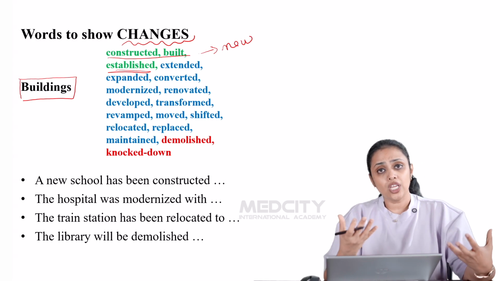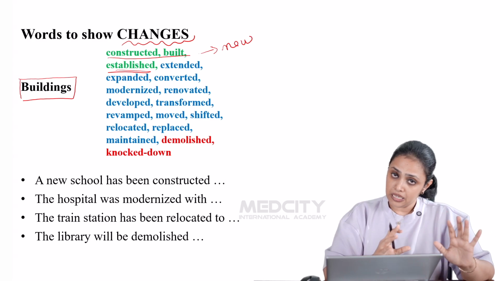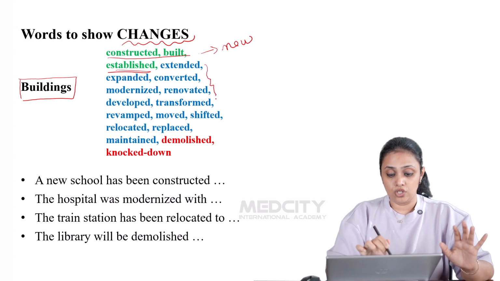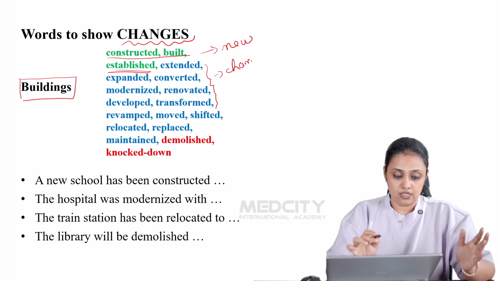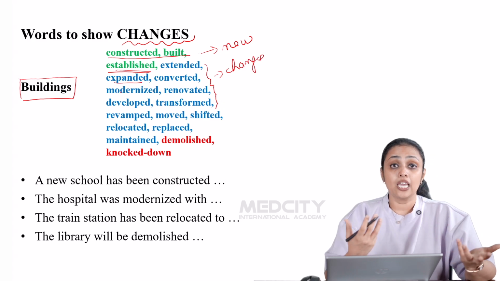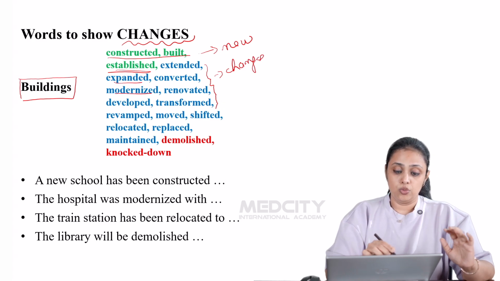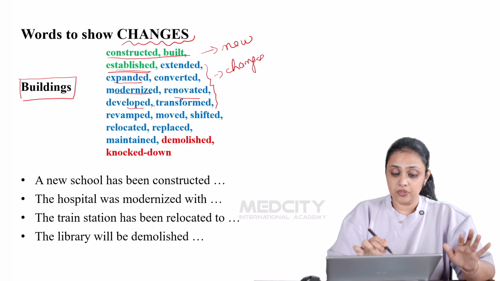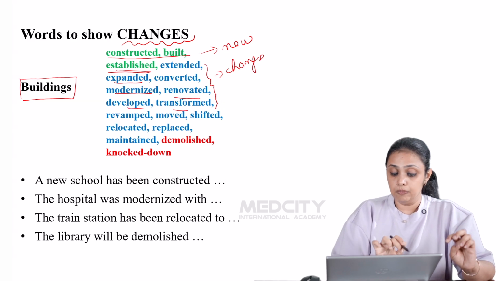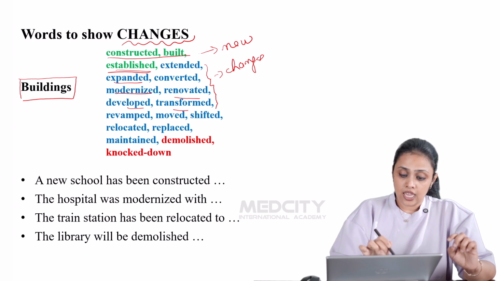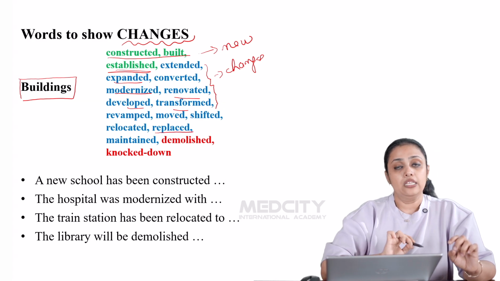Now, if you're making changes to an already existing building, then you can go for words which you can see in blue. For instance, you can say expanded. The building has been expanded, or it can be modernized, or it was renovated, developed, transformed. All these words which you can see in blue can be used. Then another word that you can see is replaced.